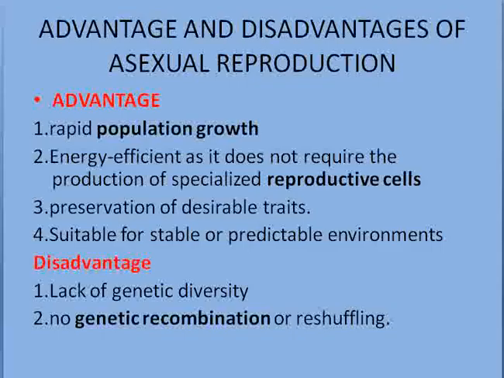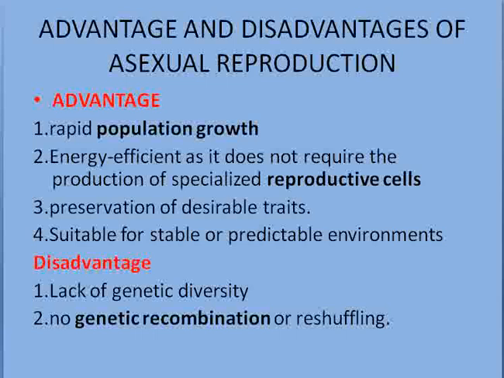Then when we see about the advantages and disadvantages of asexual reproduction, first let us see the advantages. First point: rapid population growth. The growth of the population will be very rapid, very fast, so that the number of individuals produced is very high. That's why we call it rapid population growth.